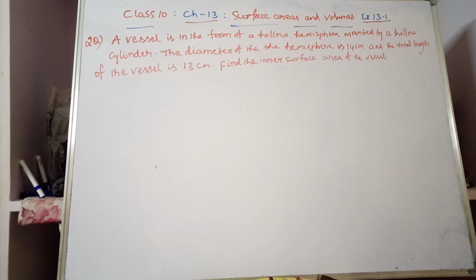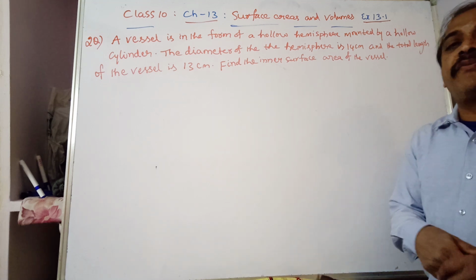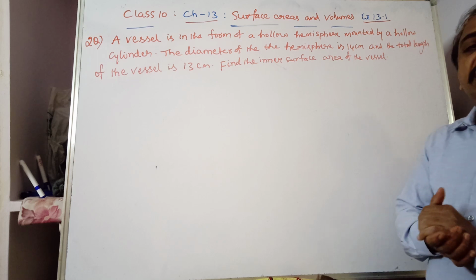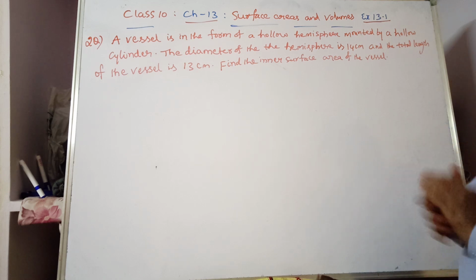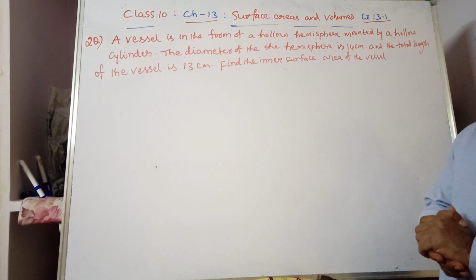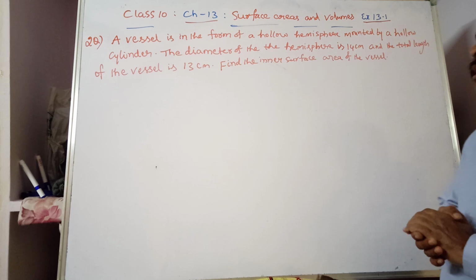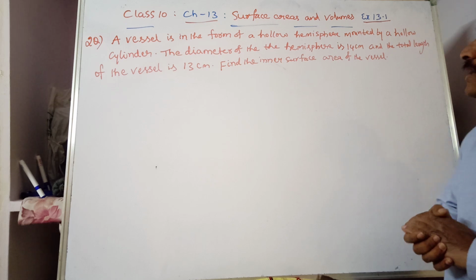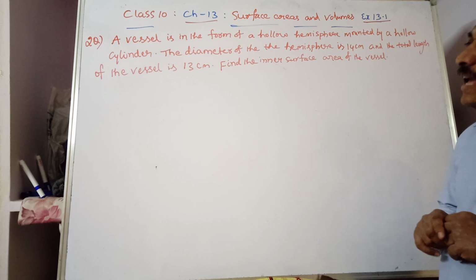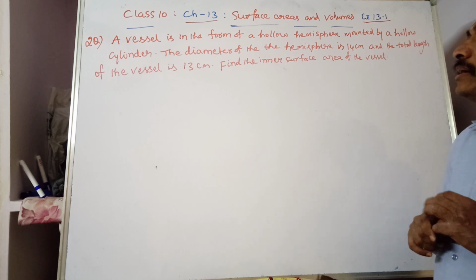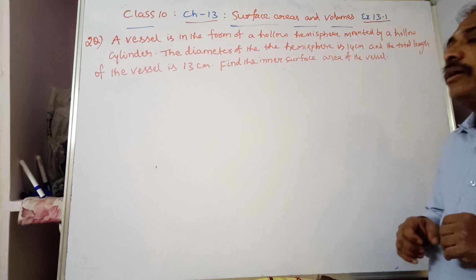Now see question number 2. A vessel is in the form of a hollow hemisphere mounted by a hollow cylinder. The diameter of the hemisphere is 14 centimeter and the total length of the vessel is 13 centimeter. Find the inner surface area of the vessel.